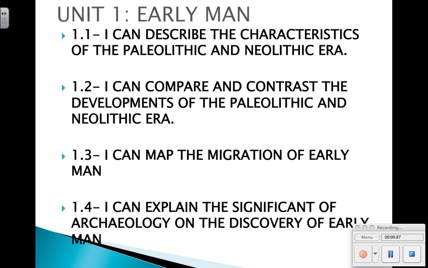So we'll start off by looking at the learning targets for the first unit. 1.1 is I can describe the characteristics of the Paleolithic and Neolithic era. 1.2 is I can compare and contrast the developments of the Paleolithic and Neolithic era, meaning you can take what you learned from part 1 and compare them to each other and see how they're similar or different in part 2. 1.3 is I can map the migration of early man, show where he starts, where he spreads, and why. And 1.4 is I can explain the significance of archaeology on the discovery of early man. We're actually going to start with the archaeology.